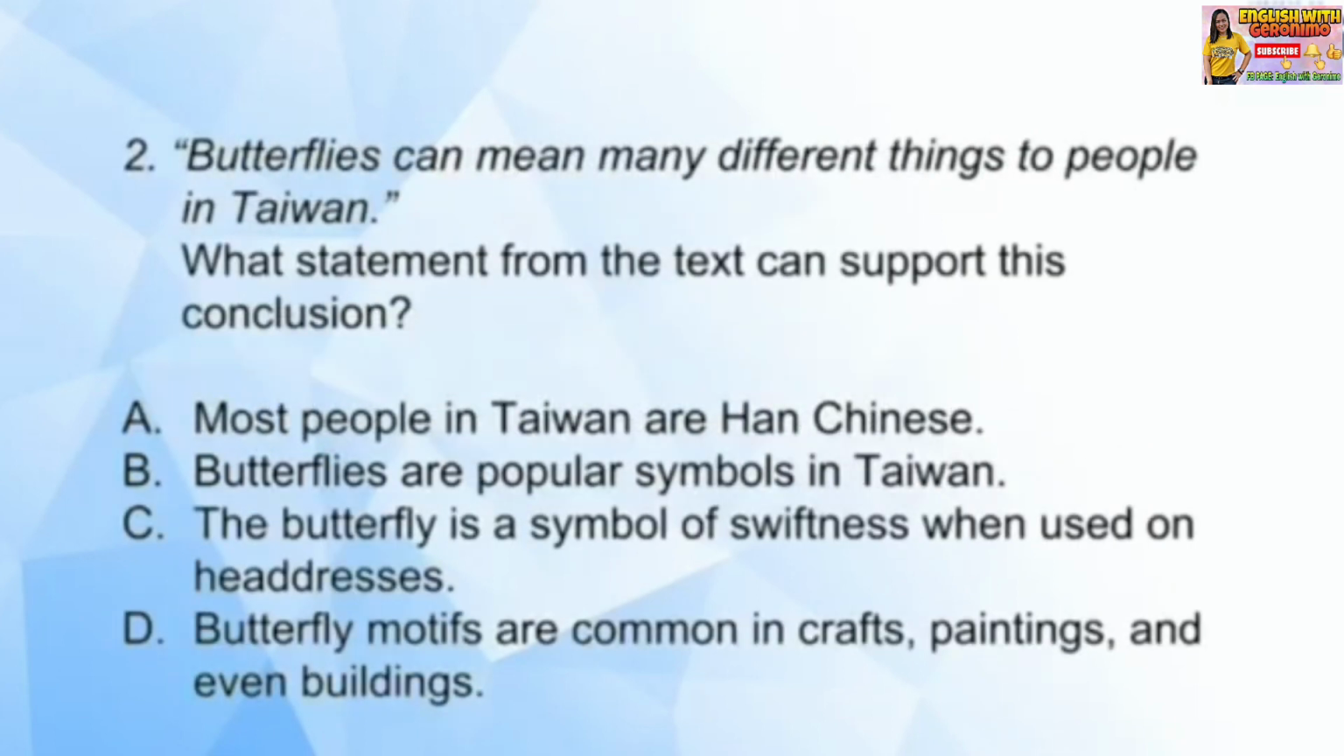Number 2. Butterflies can mean many different things to people in Taiwan. What statement from the text can support this conclusion? Letter A. Most people in Taiwan are Han Chinese. Letter B. Butterflies are popular symbols in Taiwan. Letter C. The butterfly is a symbol of swiftness when used on headdresses. Or letter D. Butterfly motifs are common in crafts, paintings, and even buildings.